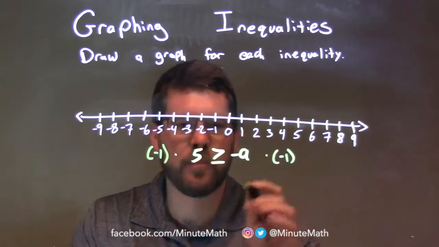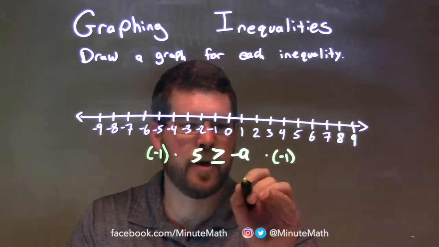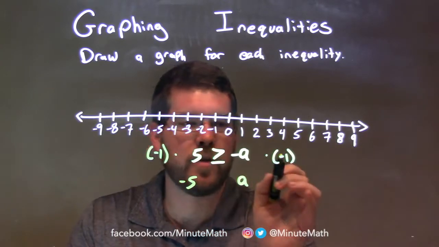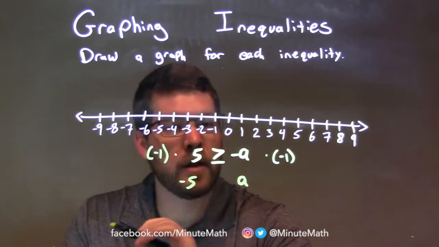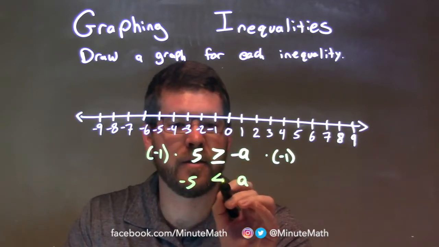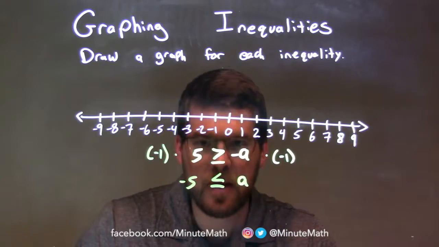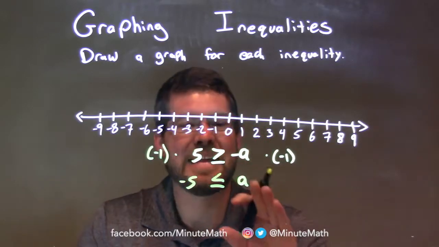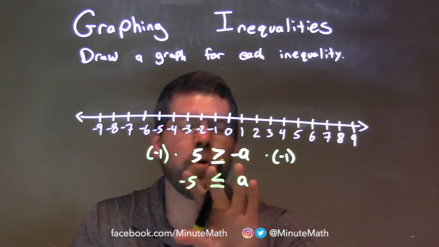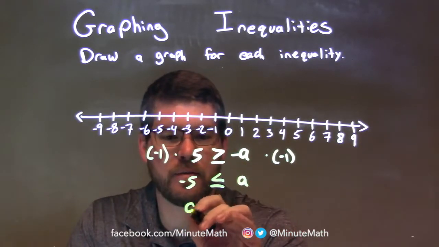What that does, though, makes negative a times negative 1 a positive a, and negative 1 times 5 a negative 5. But since I multiply it by a negative over the inequality, that greater than or equal to sign flips to a less than or equal to sign. Okay? But now it even gets a little tricky, right? Because I like to see a coming first. So I'm going to flip this whole inequality, a to come first.